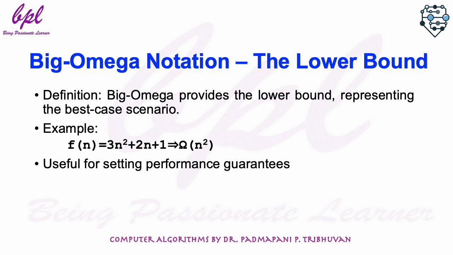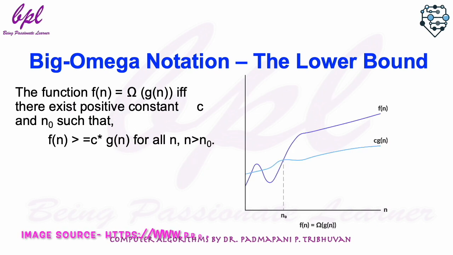By knowing the lower bound, we can confidently state the minimum time or space an algorithm will require regardless of its input variations. We say that f(n) = Ω(g(n)) if and only if there exist positive constants c and n0 such that f(n) ≥ c·g(n) for all n greater than n0.